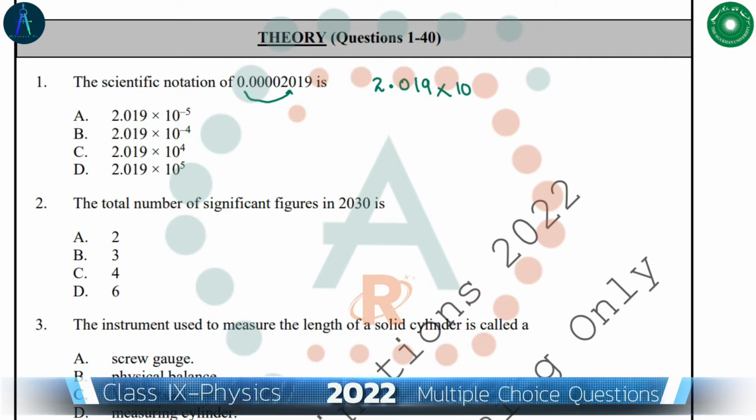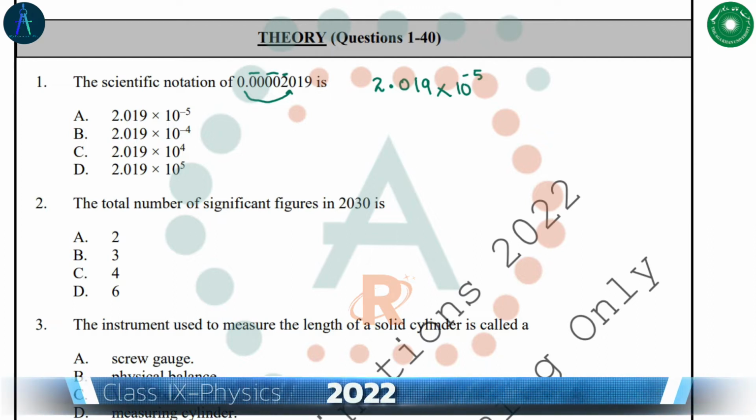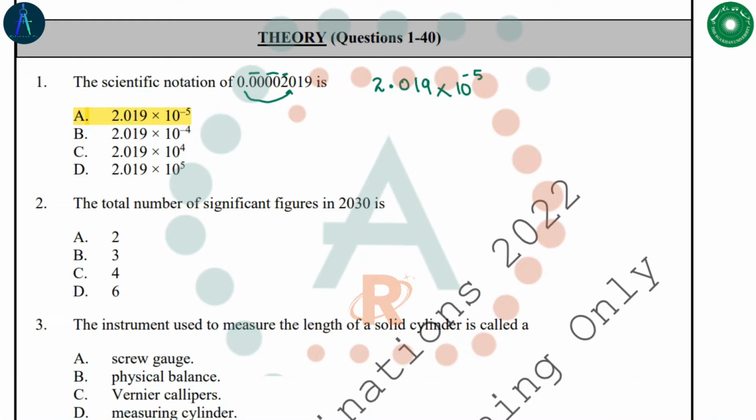So let's count the digits: 2, 4 and 5. We have shifted 5 digits towards the right. So the correct answer would be 2.019 times 10 raised to the power minus 5. In this way, the correct answer will be option A, 2.019 times 10 raised to the power minus 5.